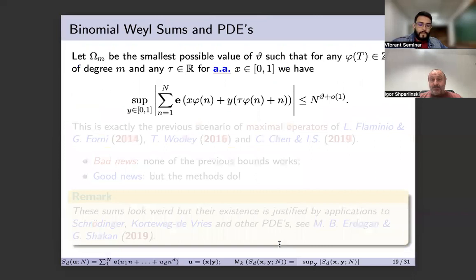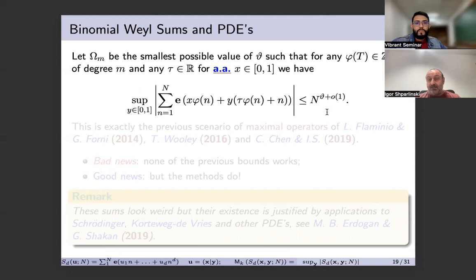Now, I already mentioned that in our work with Changan, we obtained a bound which is non-trivial for the classical choice of the functions psi i, when psi i of t was t to the i for all i. But in an important case of binomials, it won't give us anything. So now I want to look at this specific case, except that I will modify it a little bit. So I want to introduce the following quantity, omega m, which is the smallest possible value of theta, such that for any polynomial phi of t of degree m and any real coefficient tau, for almost all x, this maximal operator is bounded by n to the theta.